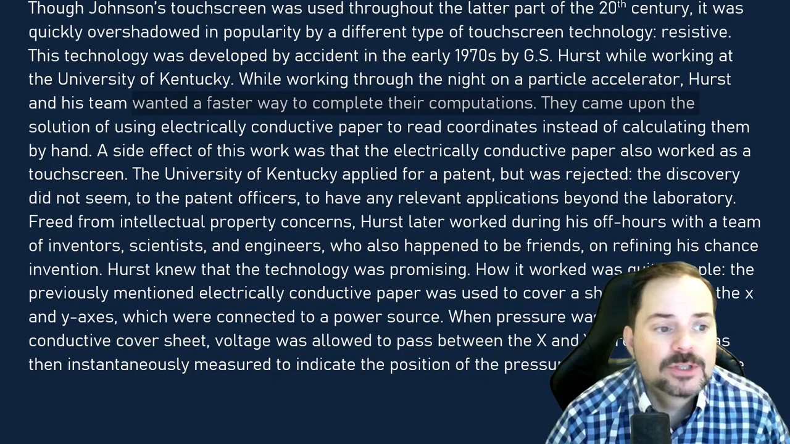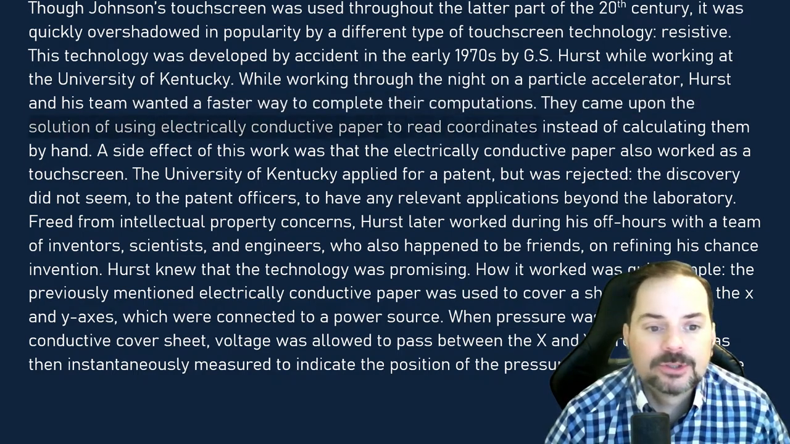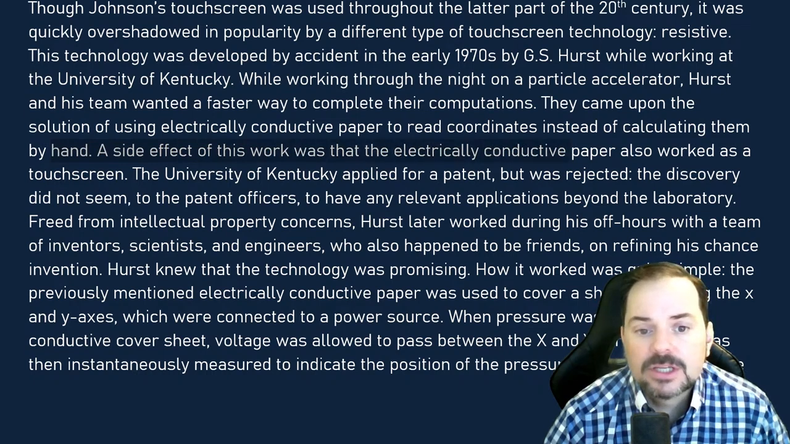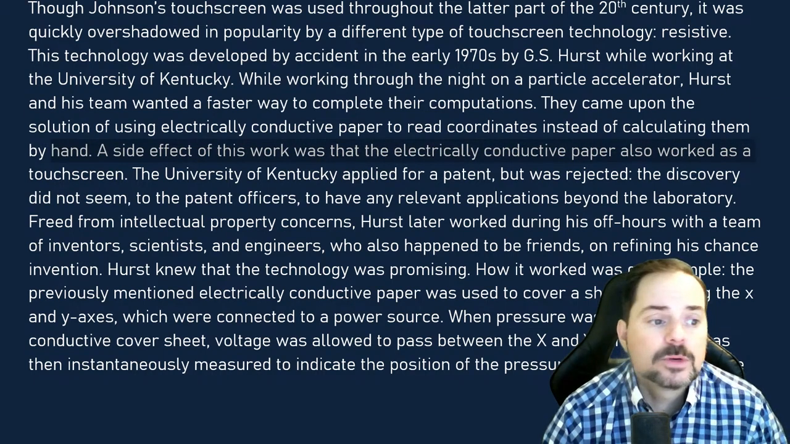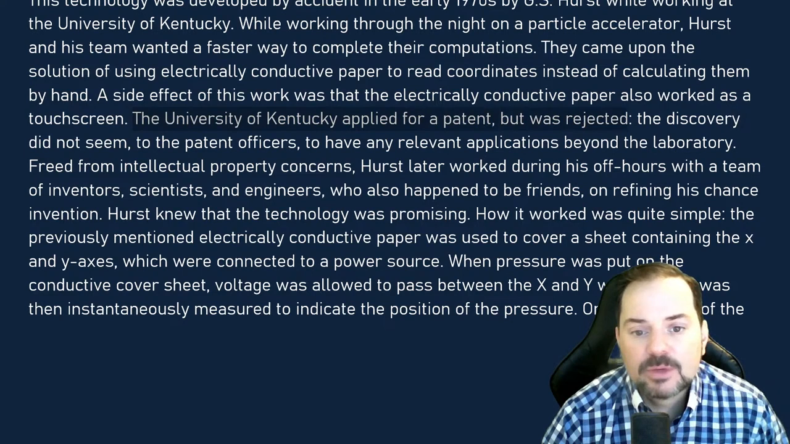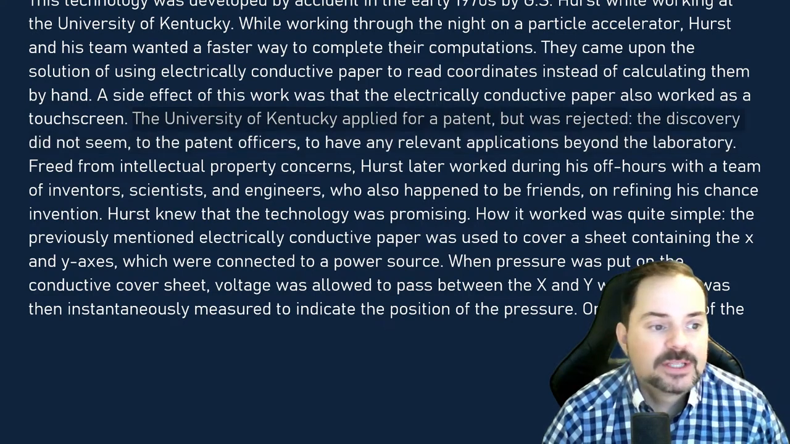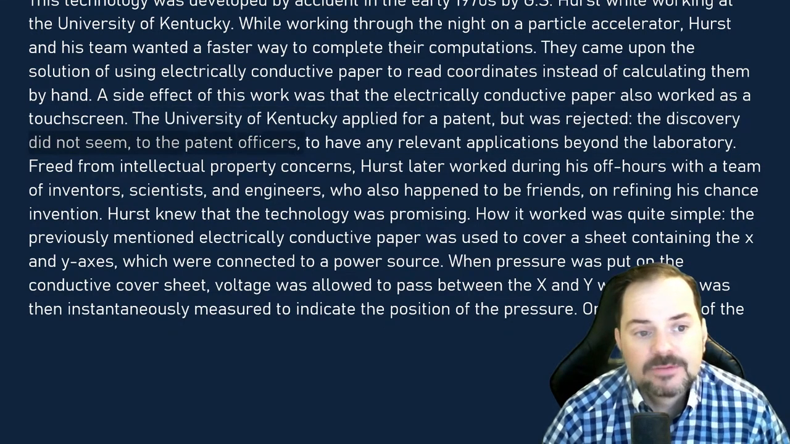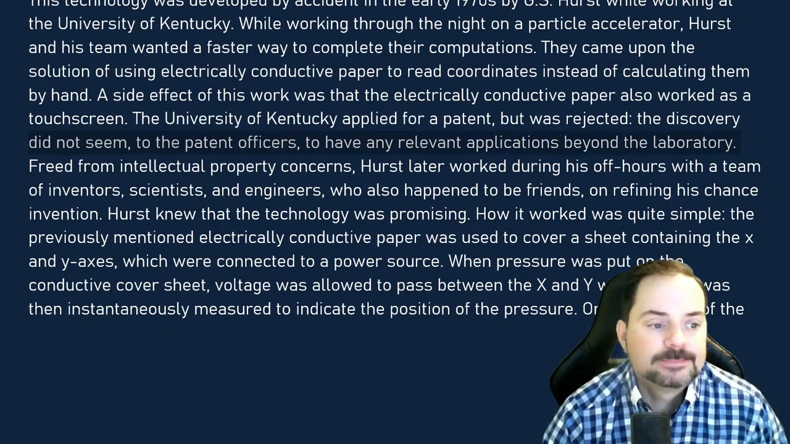They came upon the solution of using electrically conductive paper to read coordinates instead of calculating them by hand. A side effect of this work was that the electrically conductive paper also worked as a touchscreen. The University of Kentucky applied for a patent but was rejected. The discovery did not seem to the patent officers to have any relevant applications beyond the laboratory.